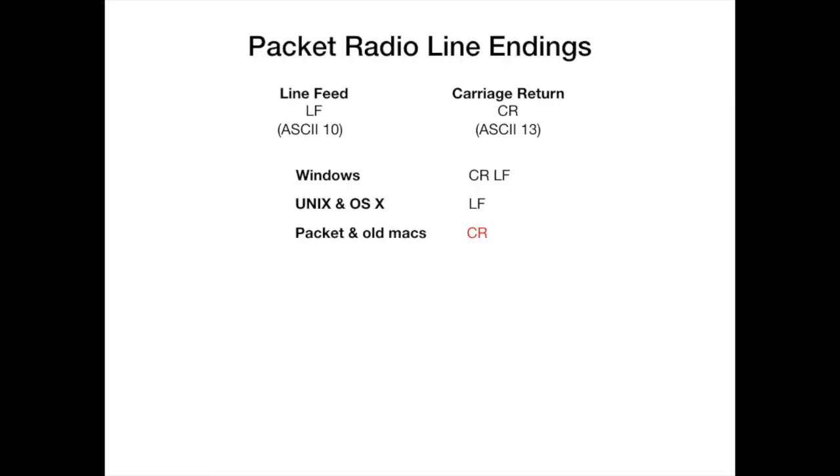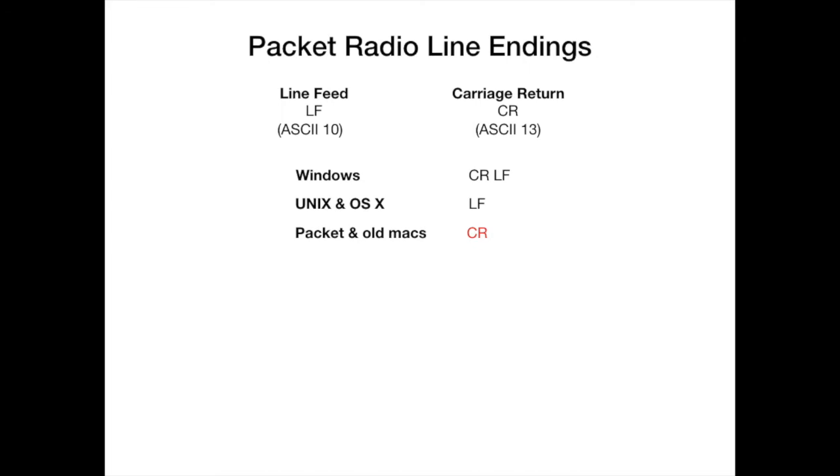Now, why did I use this other program called AX25_call instead of AXCall? The reason is line endings. There are two ASCII characters normally used for line endings, a line feed, which is number 10, and a carriage return, which is number 13. Windows systems use CR, then LF at the end of a line. Unix systems and recent Macs use just an LF. Really old Macs before OS X used just a CR.